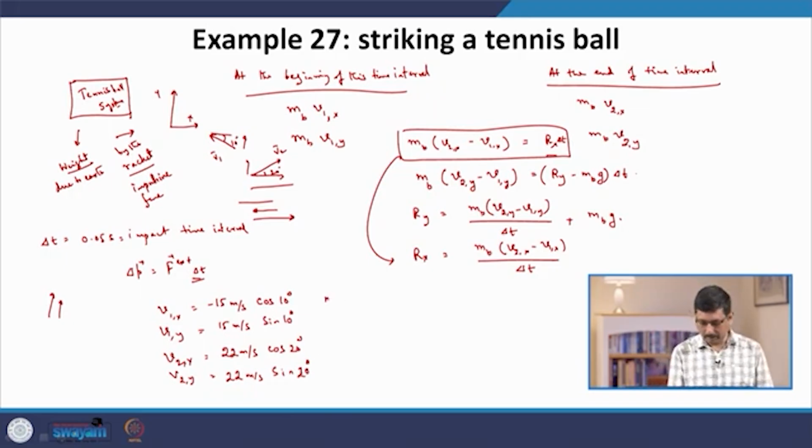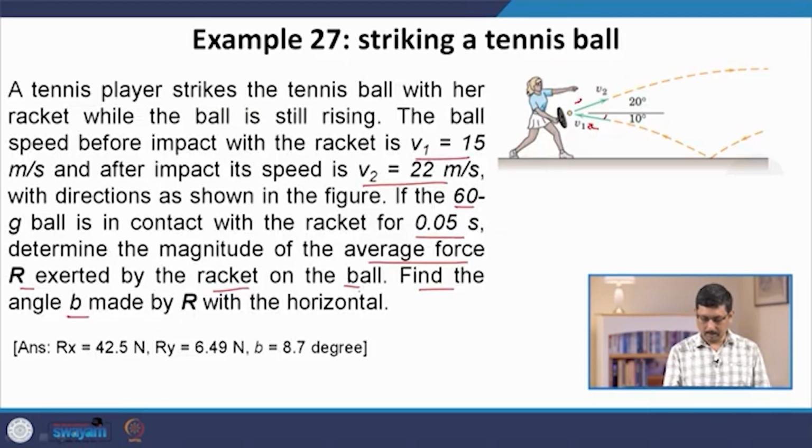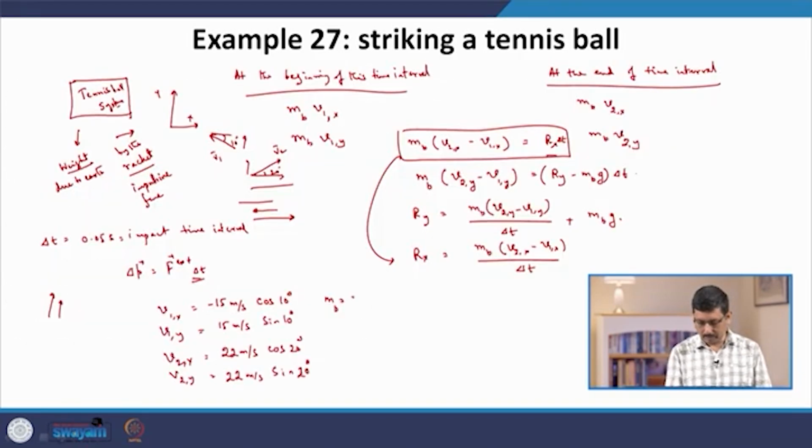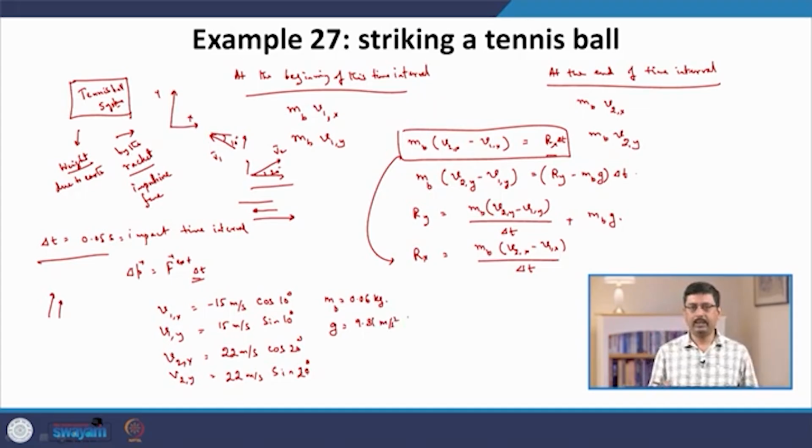Now, given this, how much is m? This is 60 gram, so this is 0.06 kg, and delta t is as I mentioned, and let us assume that g is equal to 9.81 meter per second square. So, then I invite you to plug in these numbers and compute what are Rx and Ry.